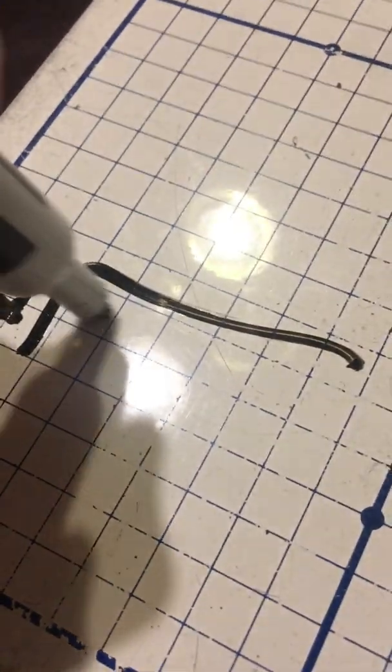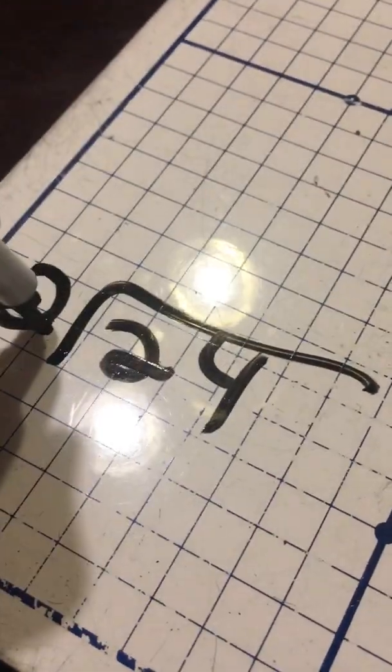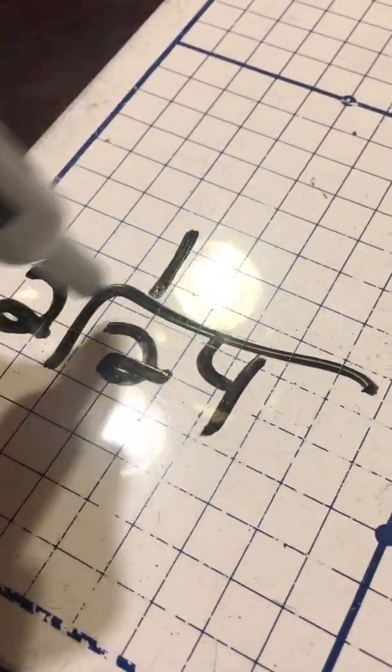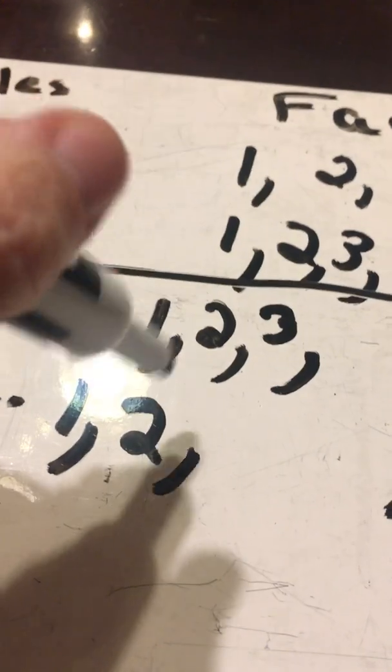Who is the partner of 2? 2 times what will give you 24? 2 times 12 will give you 24. What if you didn't know that? How could you figure it out? You could say, well, how many 2s are in 24? How many 2's in 2? 1. How many 2's in 4? 2. So it's 12. Okay, we tried 1, we tried 2, now we're going to try 3.